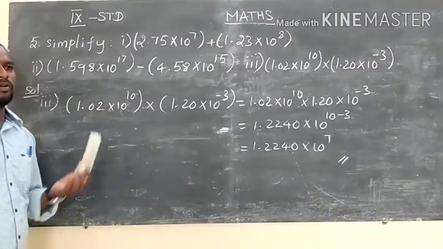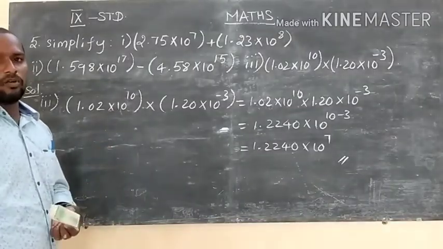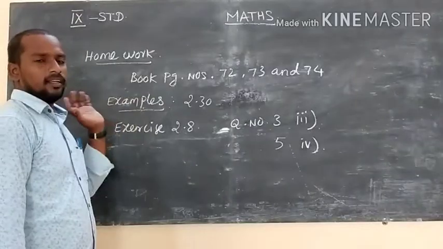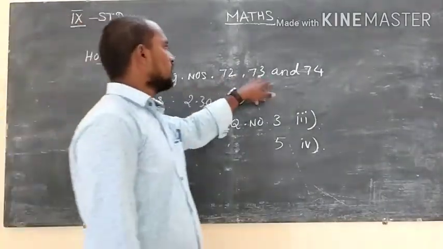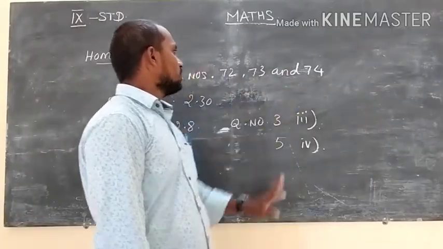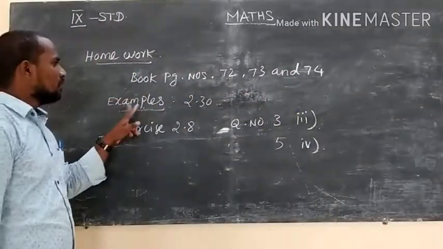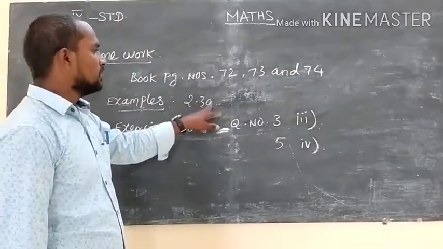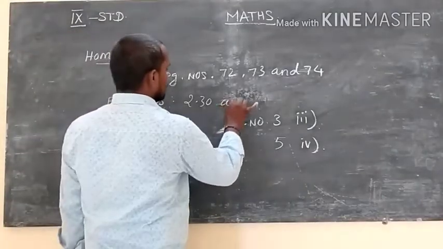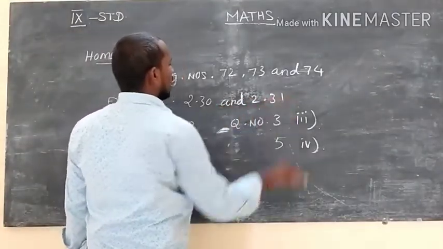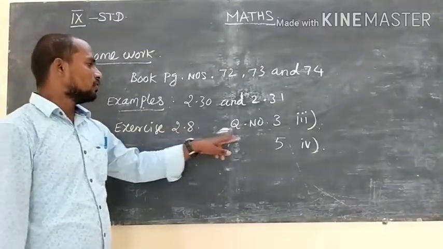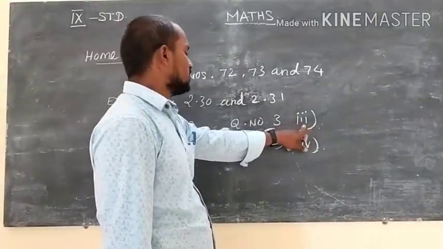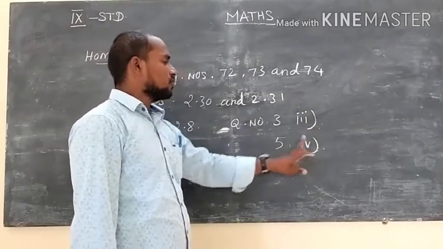In these sums, you have the fourth sum. The fourth sum is your homework. Dear students, today's homework: book page numbers 72, 73 and 74. Example 2.30 and 2.31. Exercise 2.8, question number 3, third subdivision. Question number 5, fourth subdivision.